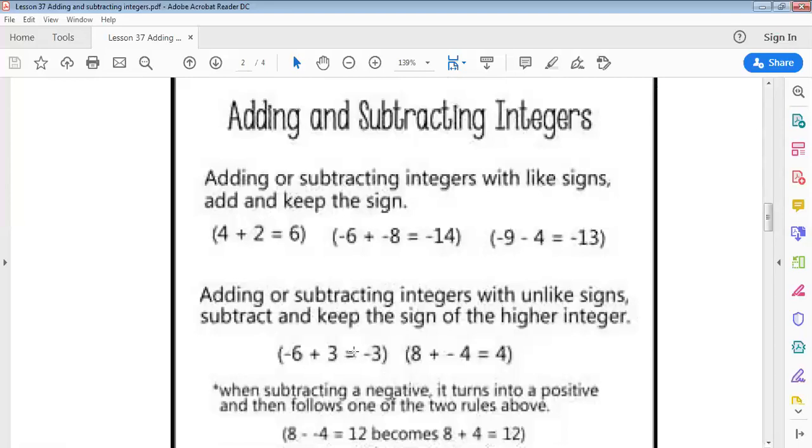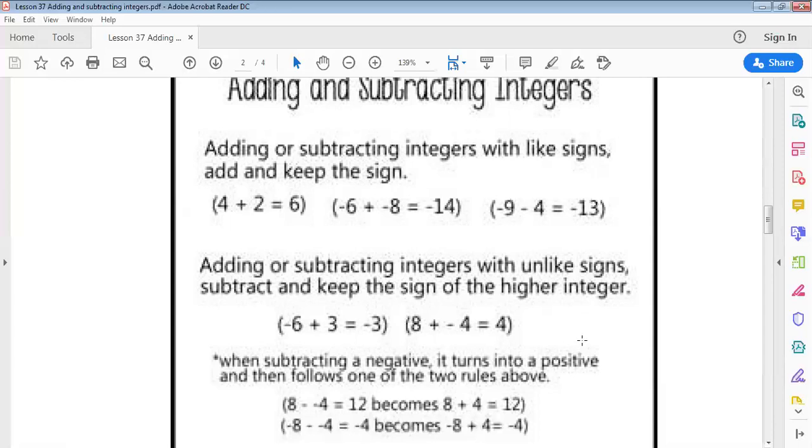Okay, so some of the rules continued: adding or subtracting integers with like signs. If the signs are the same, add and keep the sign. So positive 4 plus positive 2 is 6. Negative 6 plus negative 8, the negative next to the positive actually results in a negative. So it's the same as saying negative 6 minus 8 is negative 14. Negative 9 minus 4 is negative 13. You are becoming more negative.